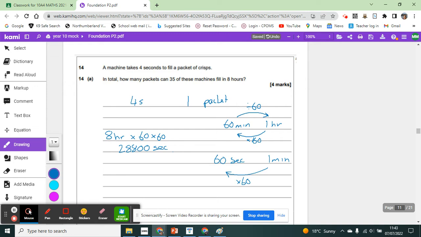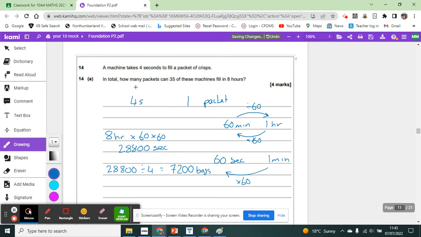And it's 4 seconds to fill a bag of crisps. So I'm going to divide that by 4. So 28,800 divided by 4. So one machine will be able to do 7,200 bags. Okay, so that's one machine.